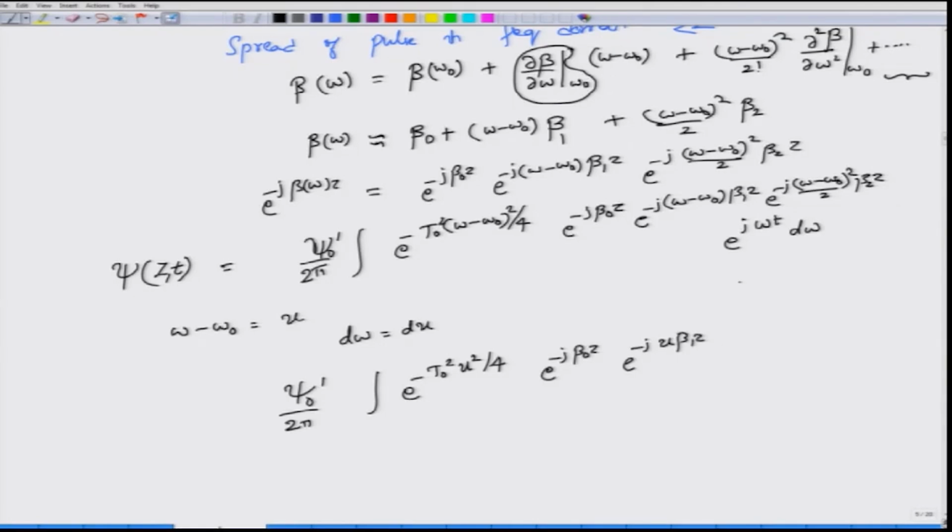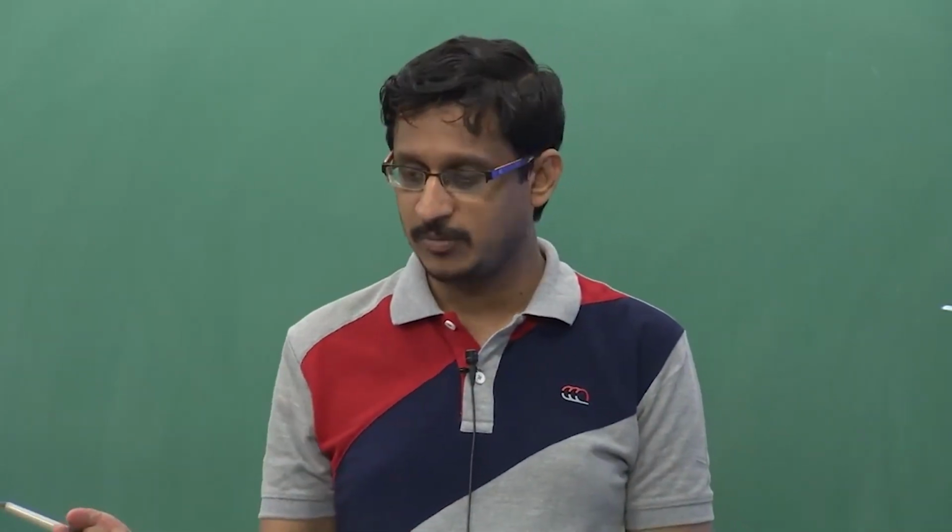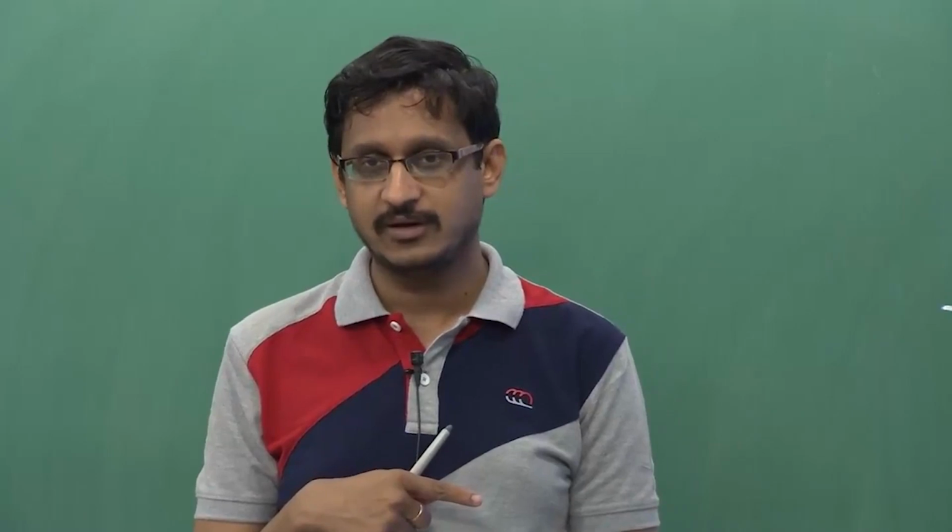For omega minus omega 0 I am substituting u, and then I have e power minus j u square beta 2 z by 2 e to the power j, but what is omega? Omega is nothing but u plus omega 0. So, I have e power j u t e power j omega 0 t d omega. Now, look at this e power j omega 0 t term. Does it depend on frequency? No, it does not depend on frequency. So, you can actually remove this e power j omega 0 t term outside the integration.